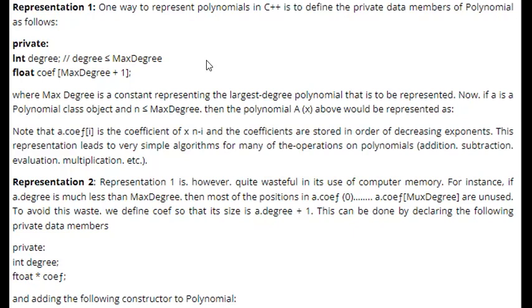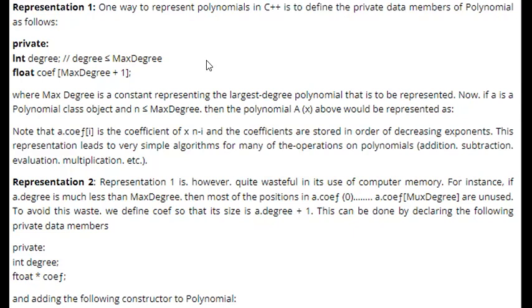Now, if A is a polynomial class object and n is less than or equal to MaxDegree, then the polynomial A(x) would be represented as follows. Note that A.coefficient[i] is the coefficient of x^(n-i), and the coefficients are stored in order of decreasing exponents. This leads to a very simple algorithm for many of the operations on polynomials: addition, subtraction, evaluation, multiplication, etc.